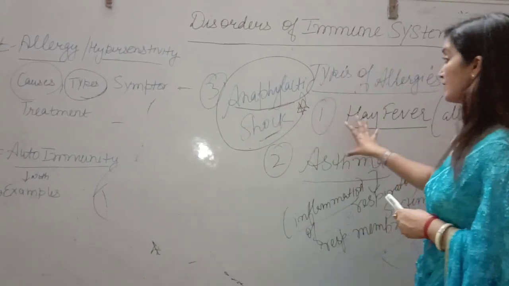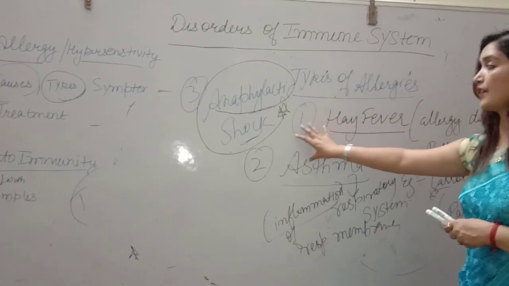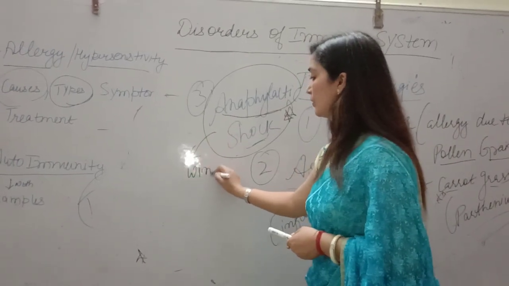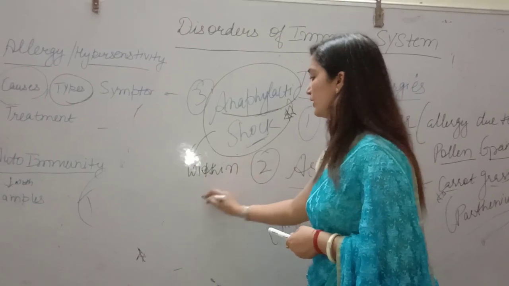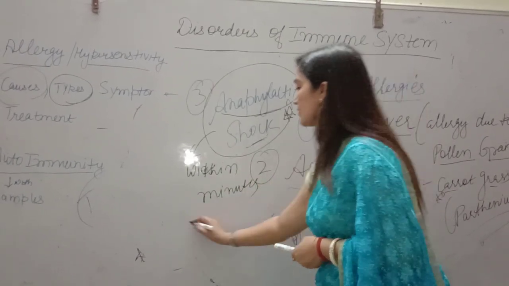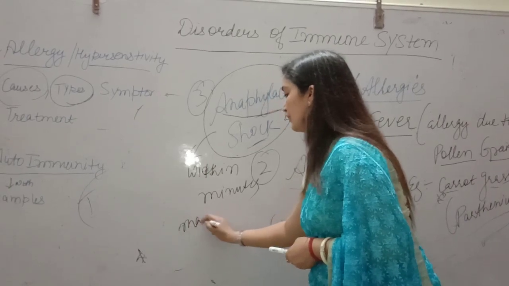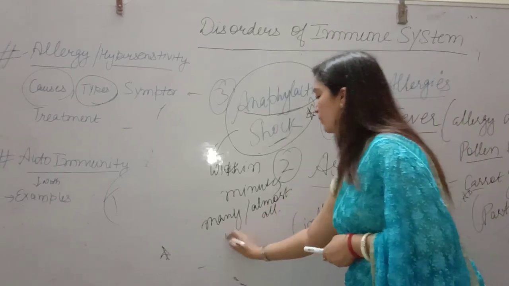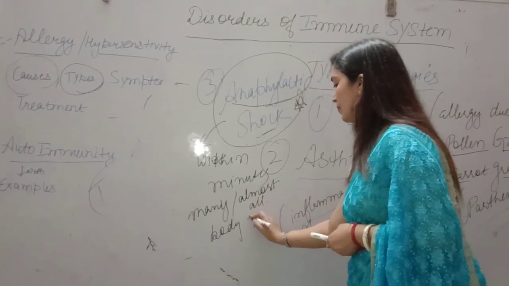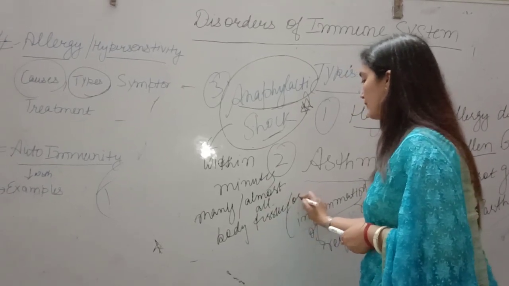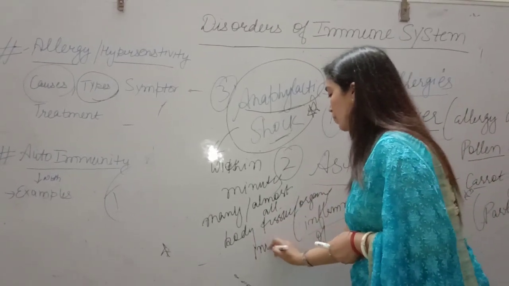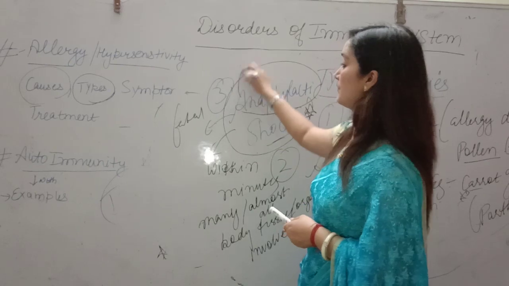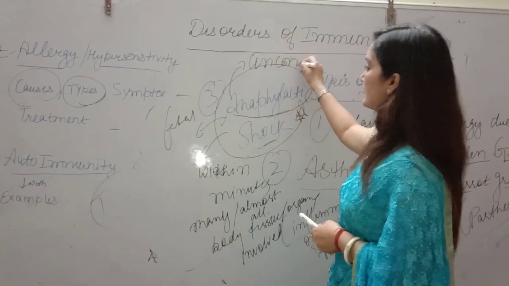Alright, students. So we have discussed three different types of allergies here: anaphylactic shock, hay fever, and asthma. In anaphylactic shock, this starts within minutes, and many or almost all body tissues or organs are involved. So this may be fatal also, and the person may feel unconsciousness.